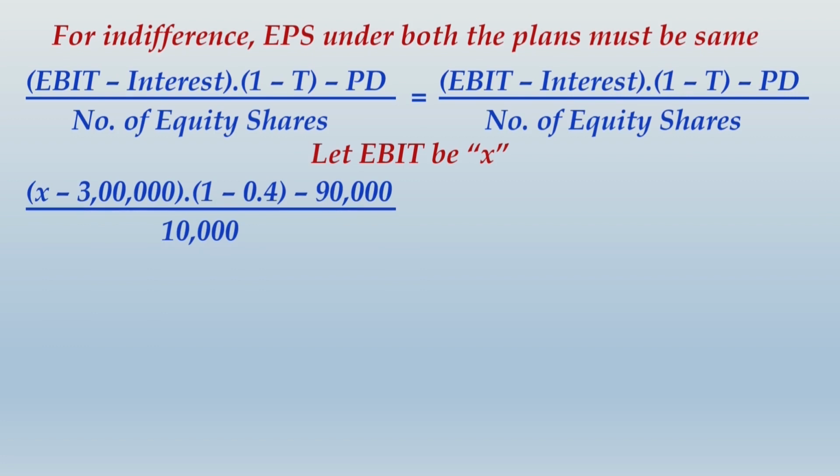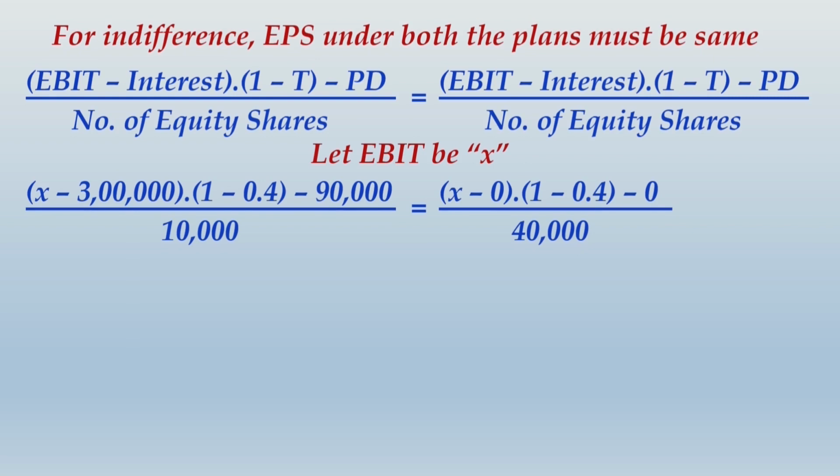If I try finding EPS for option 2, EBIT minus interest will actually be X minus 0, correct? X minus 0 because there is no interest. 1 minus tax rate will still be 1 minus 0.4, but preference dividend again is 0 in the second option. So it will be X minus 0 into 1 minus 0.4 minus 0 again, and that whole thing divided by 40,000, because in option 2 we have 40,000 equity shares. Please don't rush with the writing work. Copying quickly is not your objective. Understanding these calculations is your objective.